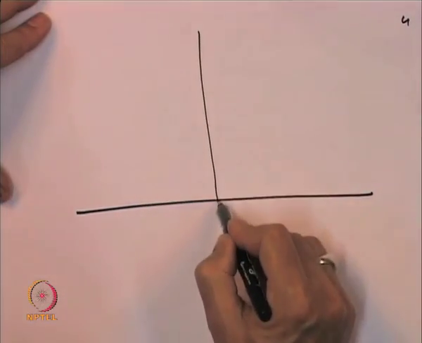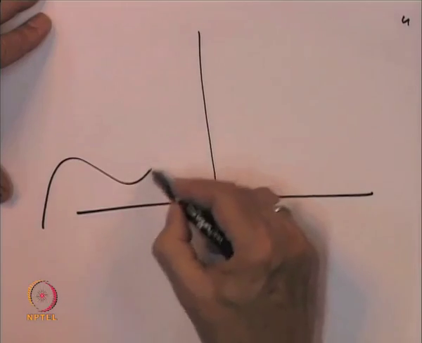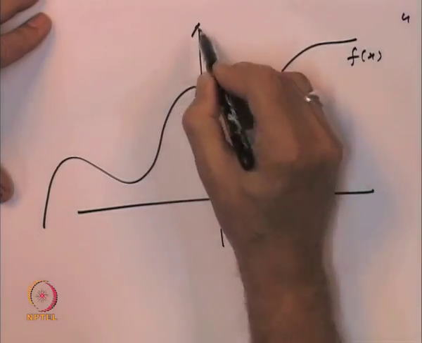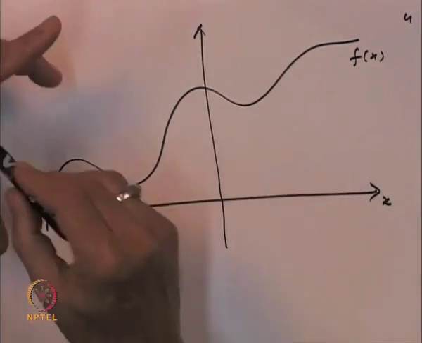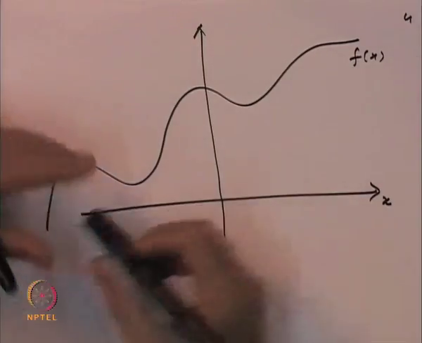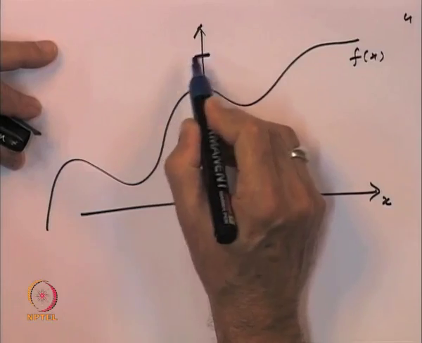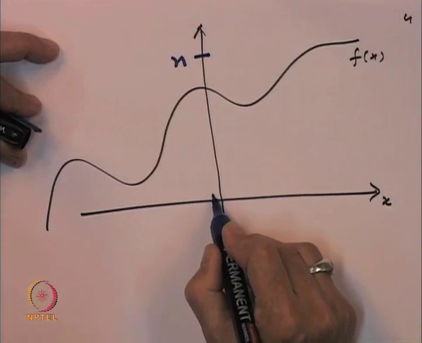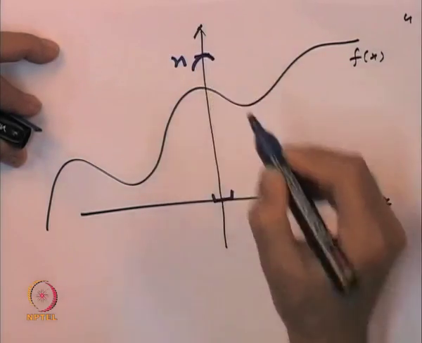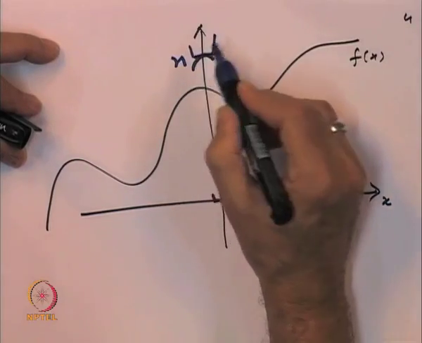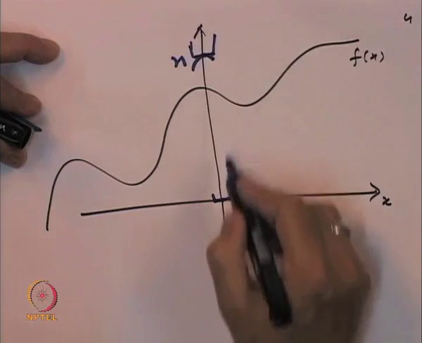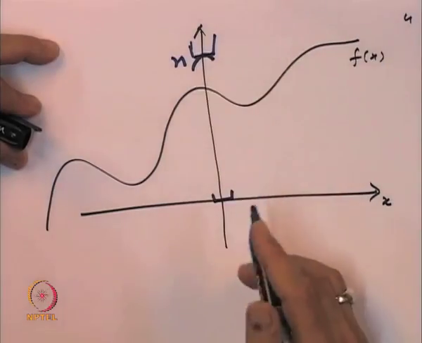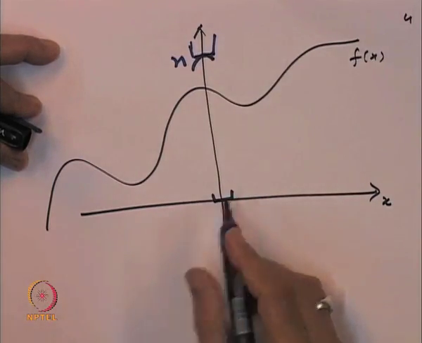So, this is the graph of the function f of x, and this is x. Let us mark off a point n here. So, this is the point 0, from 0 to n, and then from n onwards. So, we are dividing the range of the function. The range is a subset of 0 to infinity. So, we have divided the range.